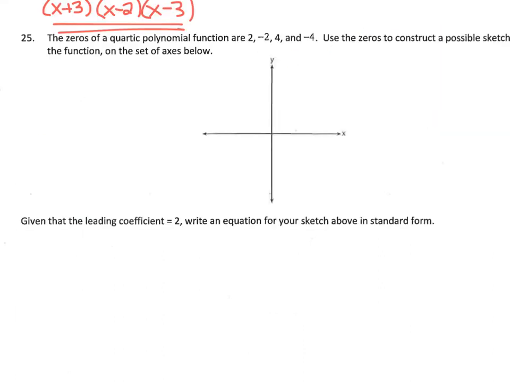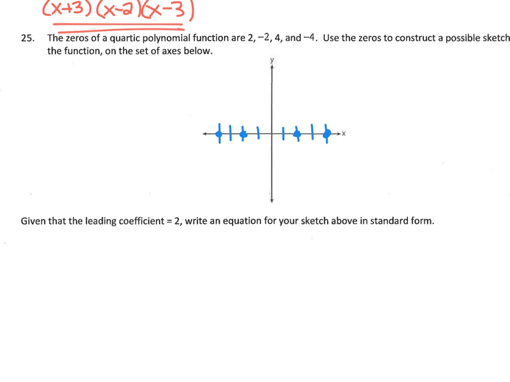Okay, number 25, the zeros of a quartic, so a fourth degree polynomial function, are positive 2. Okay, so let's put a 0 at positive 2, negative 2. So we have a 0 at negative 2, positive 4. So we have a 0 right here at positive 4, and negative 4. So we have a 0 at negative 4. Okay, so those are our zeros. Use the zeros to construct a possible sketch of the function on the set of axes below.